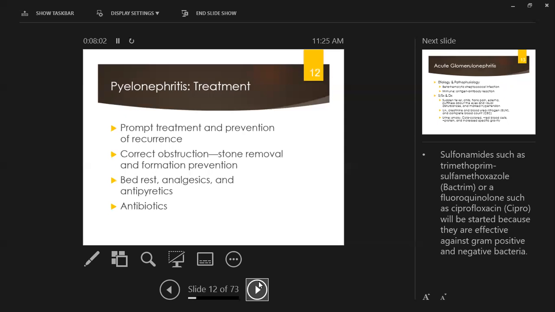Treatment of pyelonephritis. Well, we need to quickly treat and prevent recurrence. If there's an obstruction, we need to correct it by removing the stone and preventing future formation. If it is an infection, we want to treat with antibiotics. Sulfonamides like Bactrim or fluoroquinolone like Cipro are effective against gram-positive and negative bacteria. So they're often started first for these kind of infections. Put the patient on bed rest, treat the pain, and treat the fever with antipyretics.